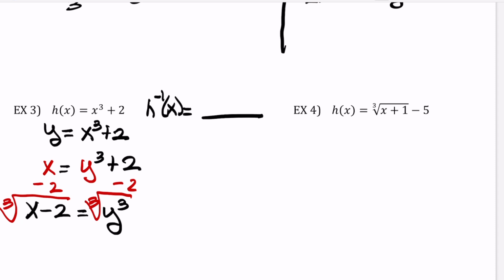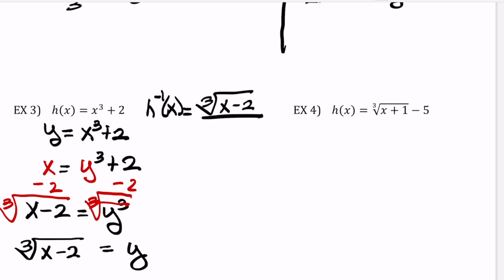On the right side, these two cancel, and we get y by itself. So a root and a power will cancel each other. On the left side, I don't know what the third root of x minus 2 is, but that doesn't matter because I have found my answer because y is by itself. And so h inverse of x is the third root of x minus 2.